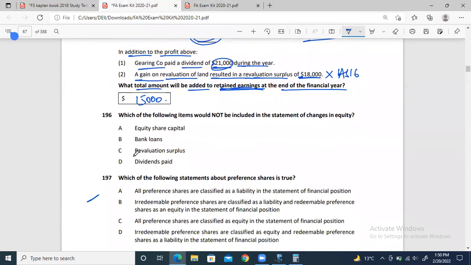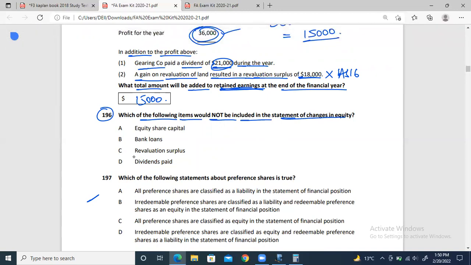Okay, right? Now 196, let's look at this as well. Which of the following items would not be included in the statement of changes in equity? All right, let's see. Although we have not studied this chapter as yet, let's do this question, because one thing we know for sure is that in changes in equity, only the changes that happen in the capital or the equity section are recorded, nothing else. So which of the items will not be included?